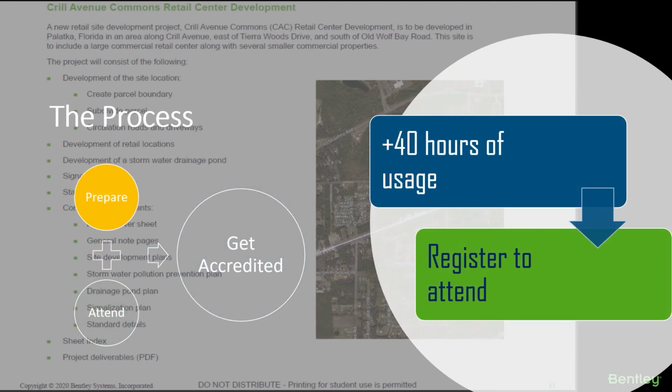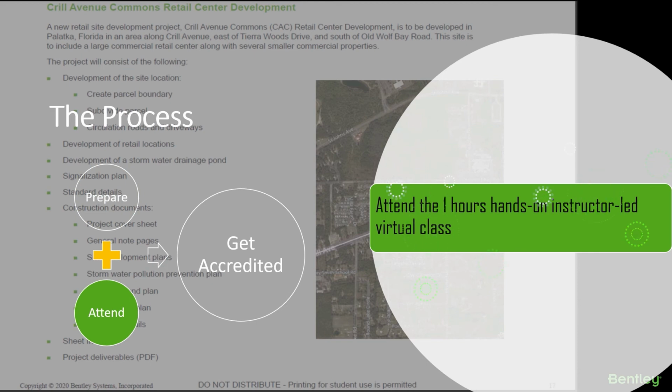Before attempting the accreditation project, it's recommended that you have at least 40 hours of project use with MicroStation. Now, this doesn't include training or honing your skills. This training is provided by Bentley in the form of a MicroStation User Accreditation for Civil Designers course. You'll need to register to attend the Bentley MicroStation User Accreditation course, the 1-hour hands-on orientation course discussing in detail the accreditation project. That's that 1-hour orientation course where you'll receive all the materials that you need to complete the accreditation project.